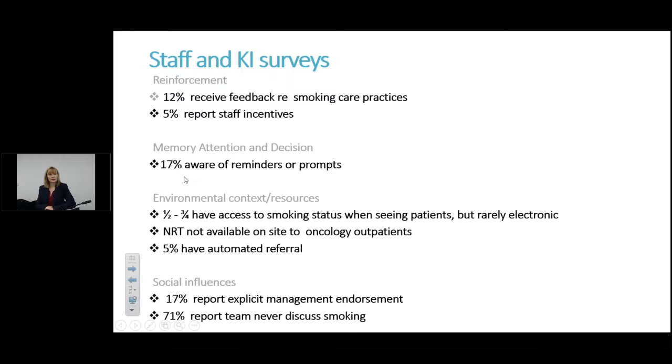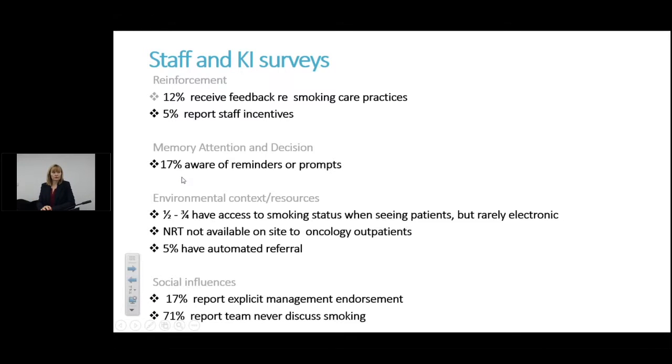None of them said that nicotine replacement therapy like patches or gum was available on site to oncology outpatients. It was available to inpatients, given that patients can't smoke while they're an inpatient, but for outpatients that wasn't there, which obviously makes it difficult to demonstrate or advise or give the patient something to take home and get started with. Only 5% said that they have an automated referral system for something like the quitline or some other cessation support. And obviously, automation makes things a whole lot easier.